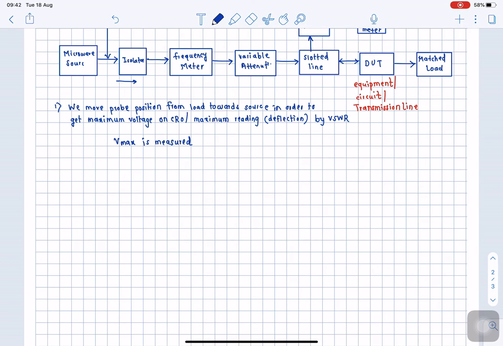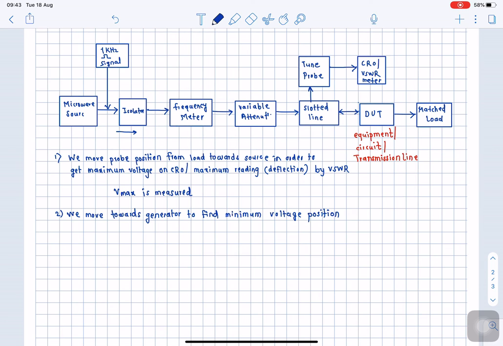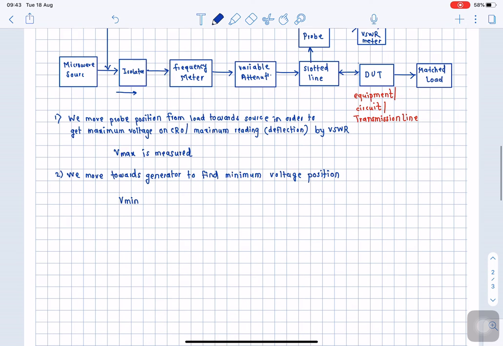Then we move again on the left hand side. Once we get the Vmax point, we move towards the generator to find the minimum voltage position. When you arrive at the minimum voltage position by moving the tunable probe over the slotted waveguide section, Vminimum is measured by the CRO. So on the CRO you will get the minimum voltage.